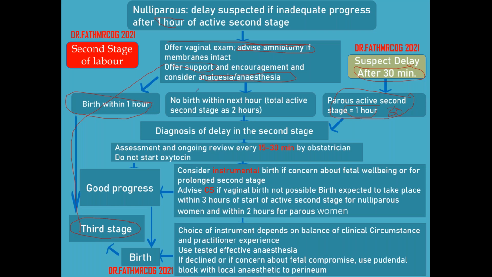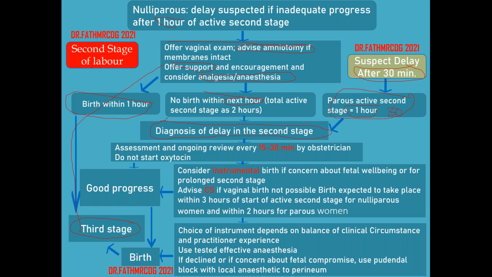If there's no birth within the next hour, the total active time is 2 hours. We said the normal duration is 1 hour for passive and 2 for active. So suspect delay after 1 hour of active; then after waiting 1 hour and doing amniotomy and support, if there is still no birth, this is the diagnosis of delay in the second stage. So this is confirmed. This is a delay.